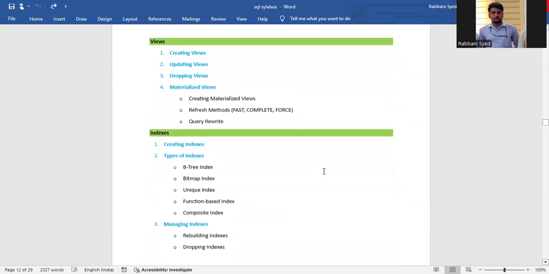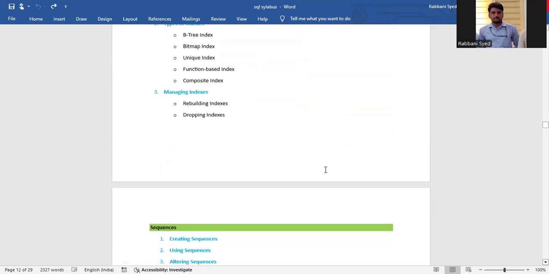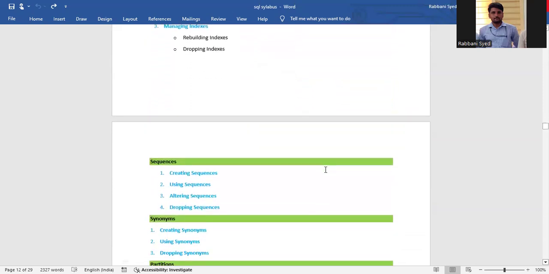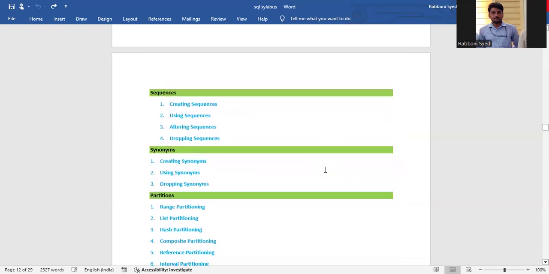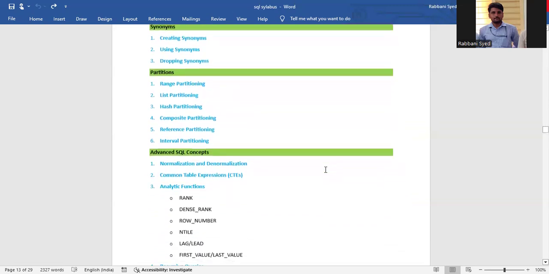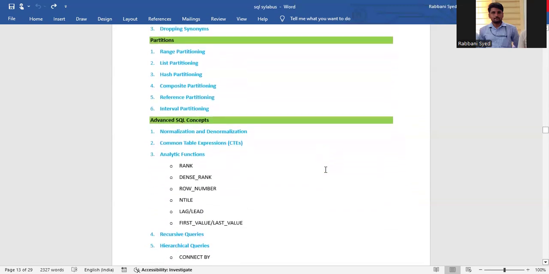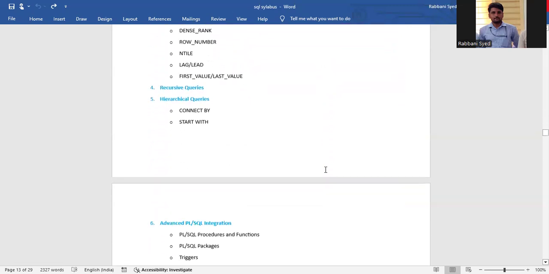Indexes are also important: creating an index, types of indexes, managing indexes. What is a sequence? Whenever you create a table or procedure, you will use a sequence. Synonyms, partitions, advanced SQL: normalization, denormalization, common table expressions, which are very, very important. Analytical functions: rank, dense rank. It is also important.